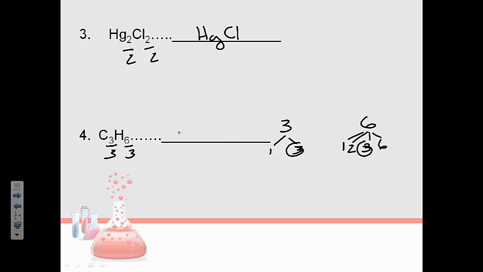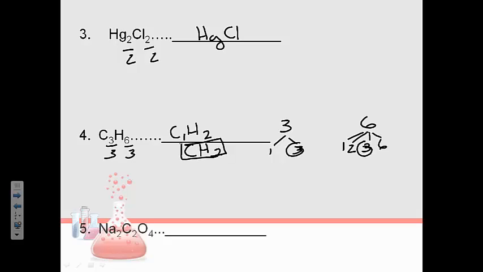3 divided by 3 gives me 1. C1. 6 divided by 3 is 2. And I get C1H2. But again, do I have to write that 1? No, I do not. So the correct answer is actually CH2.